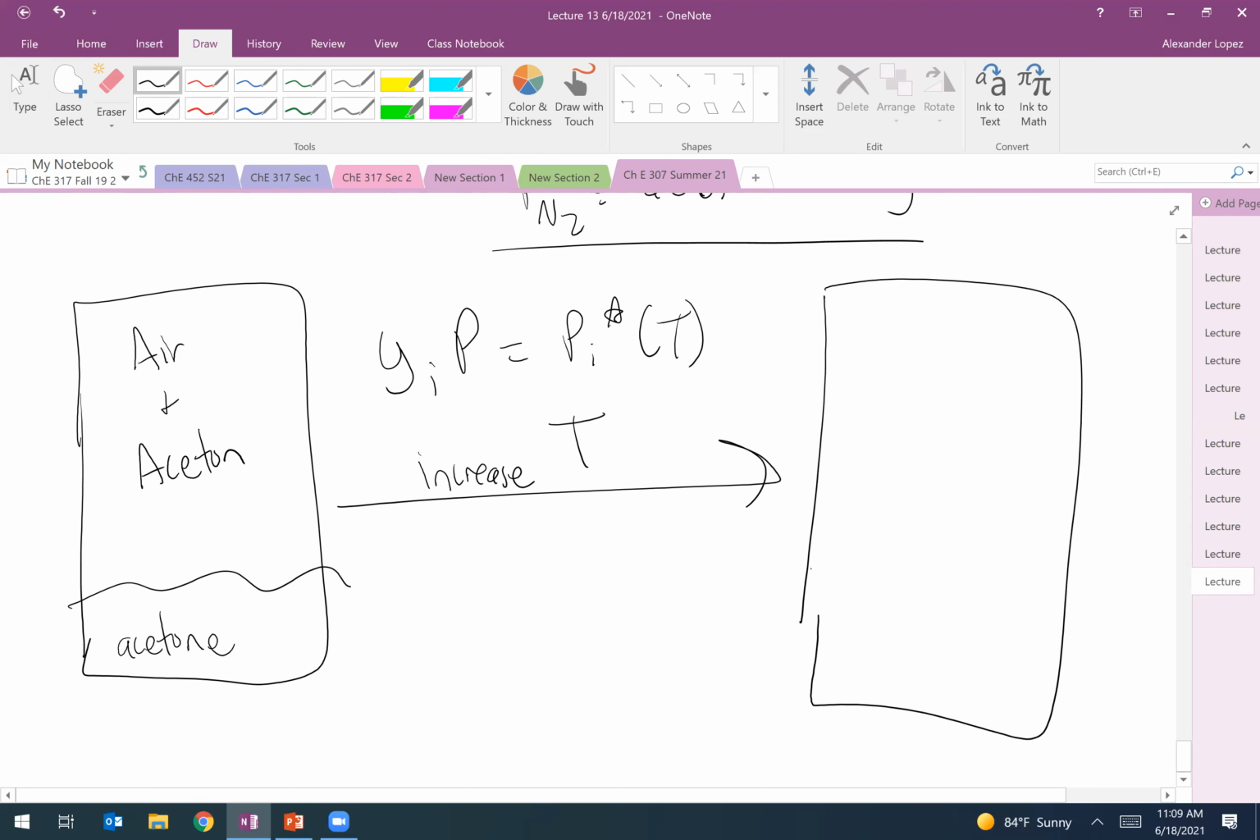What happens if I increase my temperature? More specifically, what happens to the vapor pressure of my system as I increase my temperature? Does it go up, down, stay the same, go sideways? It goes up, right? So if I increase my system temperature, the vapor pressure of acetone will increase, meaning more acetone will go into the vapor, right? Is there a limit? Short answer, yes. That limit is the boiling point.